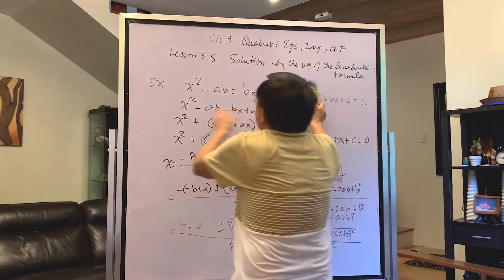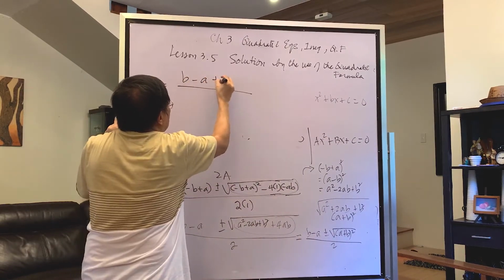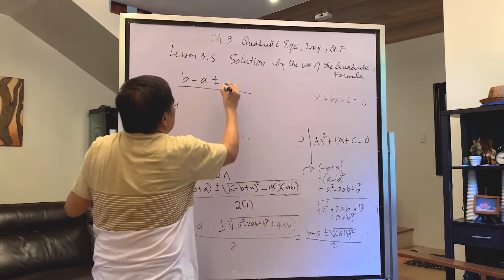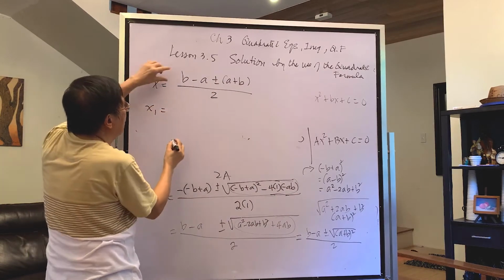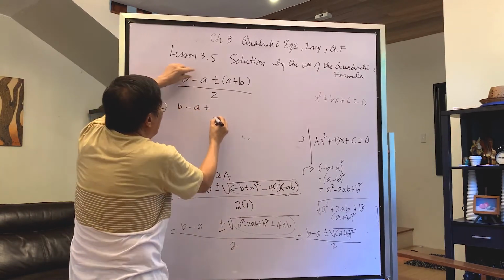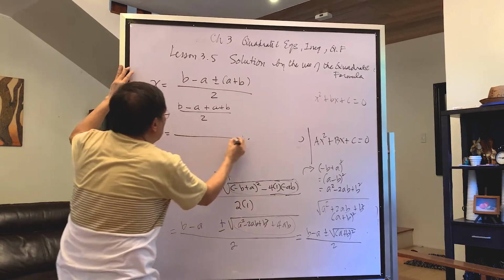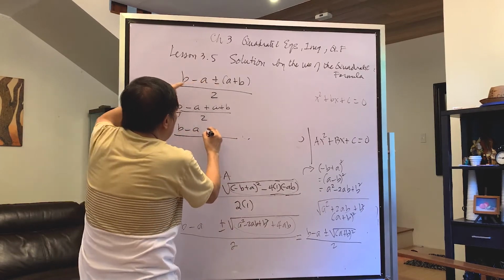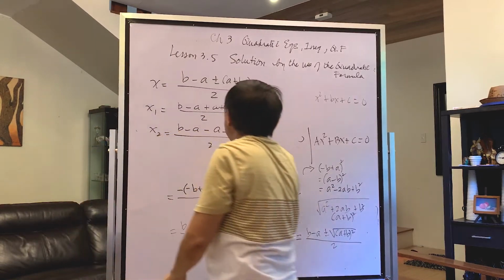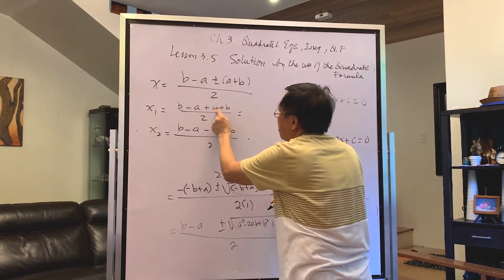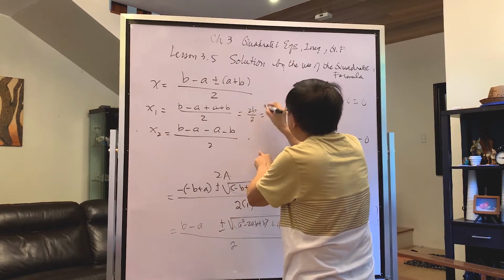Okay, so continuing it here, our x now will be b minus a plus or minus, what's the square root of a plus b squared? It will be a plus b all over 2. So I can have my x1, the first root will be b minus a plus a plus b all over 2. And x2, the second root, will be b minus a minus a minus b all over 2. Simplifying this, we get minus a and a is 0, b and b is 2b. This is 2b all over 2, or I get a b here.